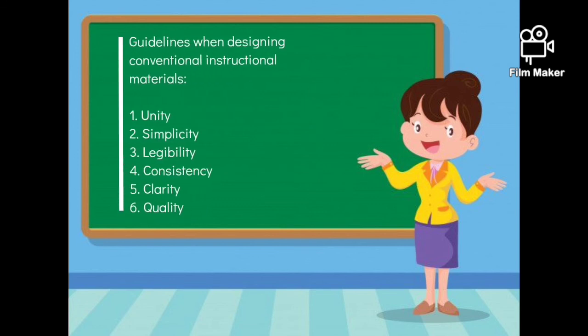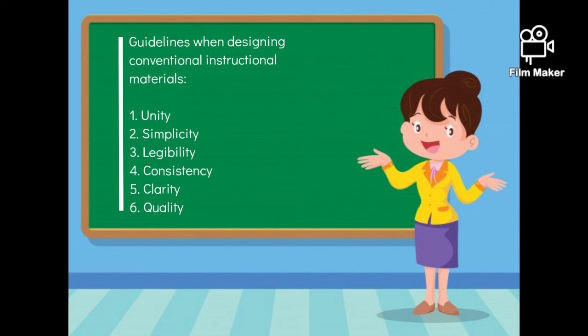Guidelines when designing conventional instructional materials are the following: unity, simplicity, legibility, consistency, clarity, and quality. These guidelines may help a lot when creating instructional materials, in order to enhance the lesson or make the presentation not boring and pleasant to look at. So the first guideline is unity. Use only one idea for each visual aid and include a headline. In designing instructional materials, it should be uniform, with no other scratches or many ideas, to avoid messing up an organized visual aid.